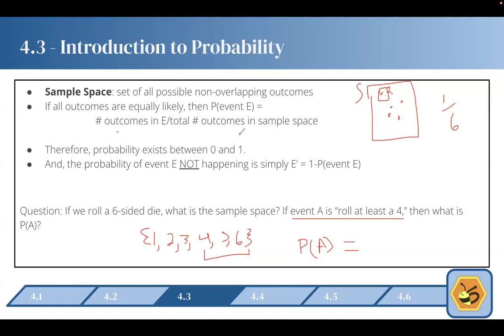And so all we have to do is apply this formula and say, okay, there are 3 possibilities or outcomes in event A, and there are 6 total in the sample space. So that would be 3 over 6, which is 0.5. So, questions on how this kind of formula works? Again, pretty bare bones to start out with, but then we'll ramp it up.